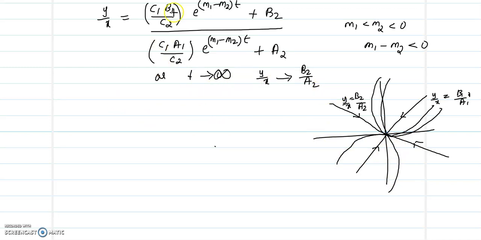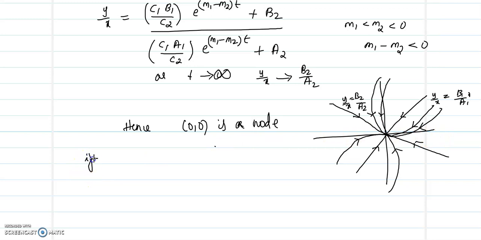Now we know that as t tends to infinity, it will be approaching towards this line. So the direction will be towards the origin. Therefore we can conclude that every path will approach and enter the origin as t tends to infinity. So therefore this will be a node. Hence (0, 0) is a node. Now this was the case when both m1 and m2 were negative.